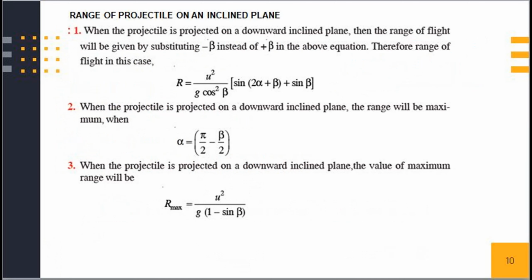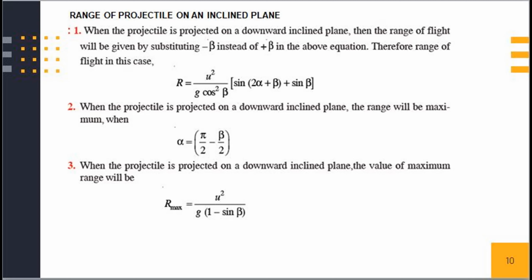Range of projectile on an inclined plane. First formula: when the projectile is projected on a downward inclined plane, the range of flight will be given by substituting minus beta instead of plus beta in the above equation. Therefore, we get the range of flight in this case as R is equal to U square divided by G into cos square beta into sine of twice alpha plus beta plus sine of beta.